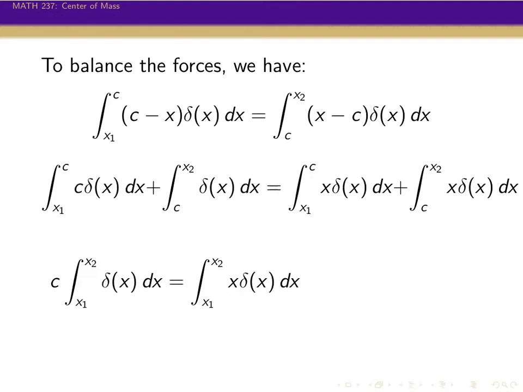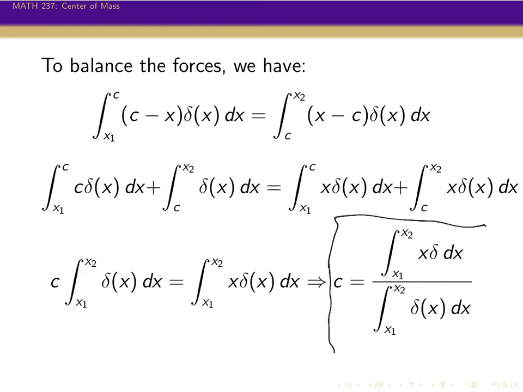C times the integral from x1 to x2 of delta of x dx is equal to the integral from x1 to x2 of x delta of x dx. And then to solve for c, divide out the integral on the left. And so this is our formula for the center of mass. We're going to integrate on the top x times delta of x, and then on the bottom, we're just integrating delta of x dx from x1 to x2.